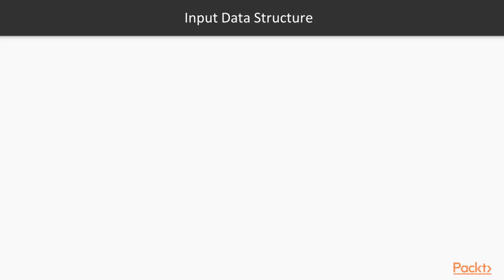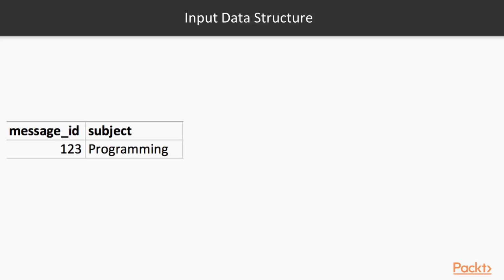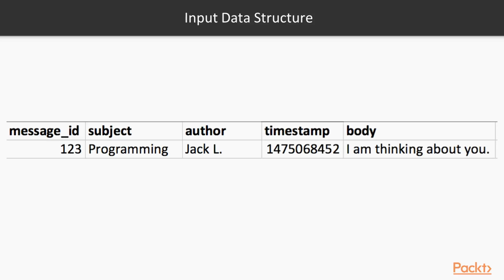And this is our input data structure. So we have message ID, subject, author, timestamp and body. Author is very important thing. We'll be building our model based on that field. Also, body of our post is important because we'll be analyzing that body using logistic regression algorithm. So that body will give us information of a style of writing of the specific author.